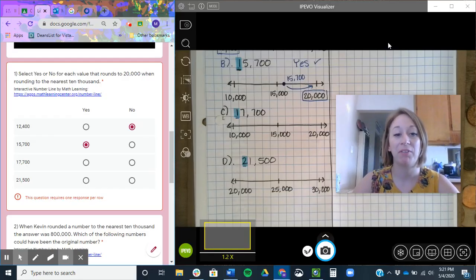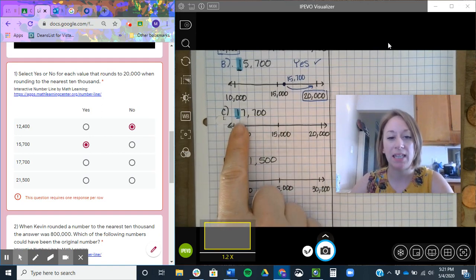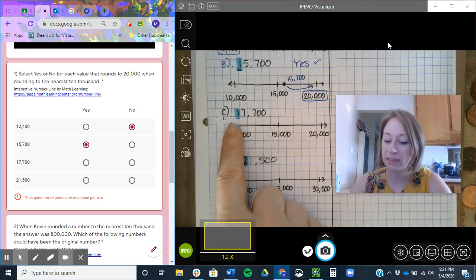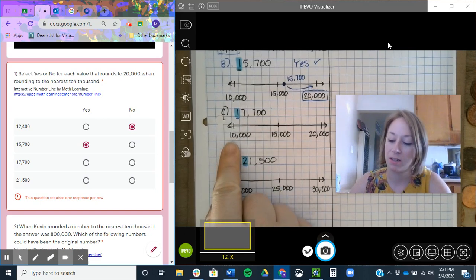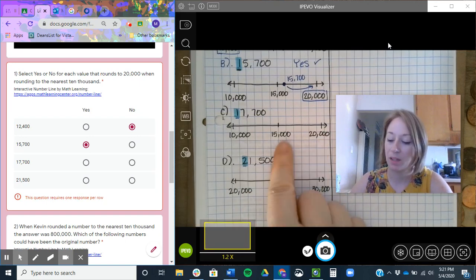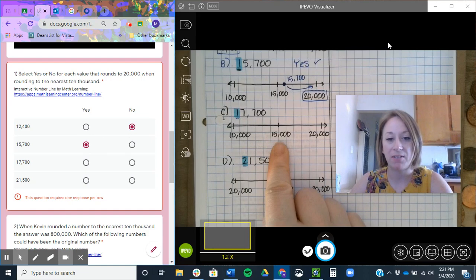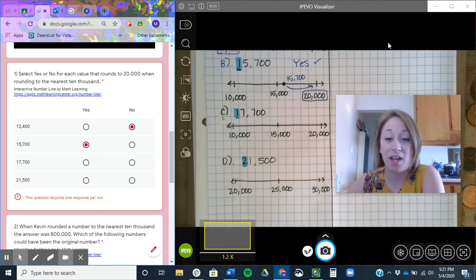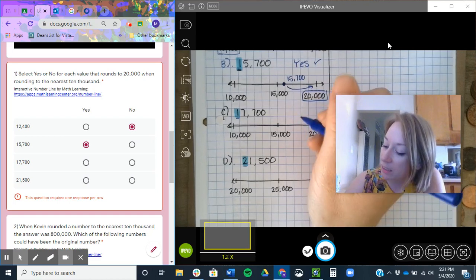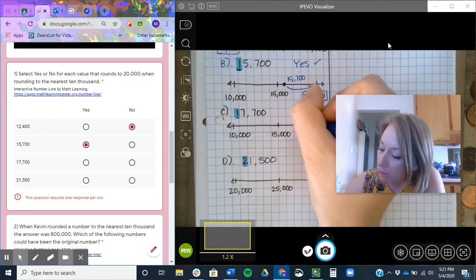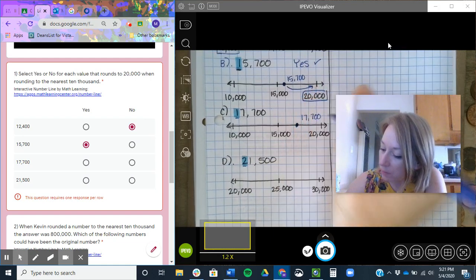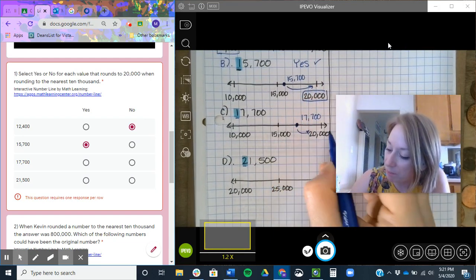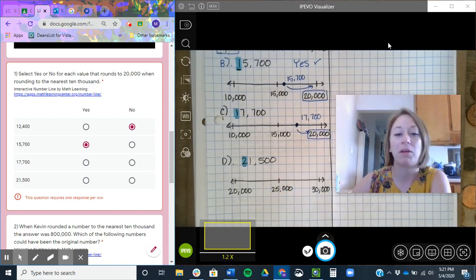Okay, friends, let's review our number line together. For letters C and D, those last 2 choices, I went ahead and set up my number line. The first one, 17,700: the 1 digit represents 10,000. The next would be 20,000. The value in the middle is 15,000. 17,700 comes after 15,000, and I think it goes about right here. So it looks like 17,700 would be rounded to 20,000.